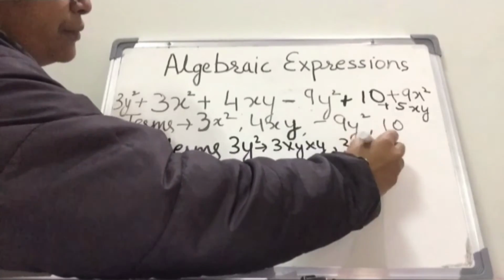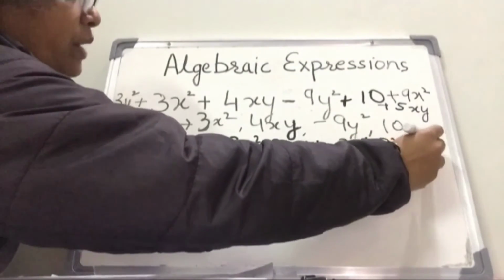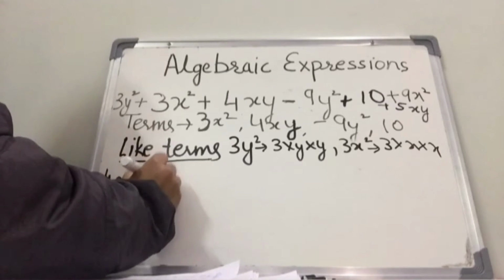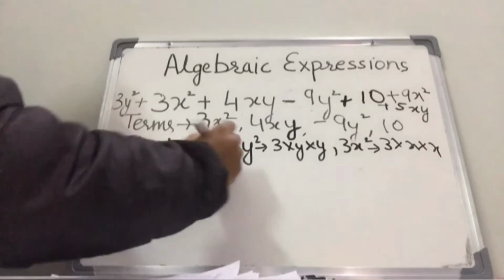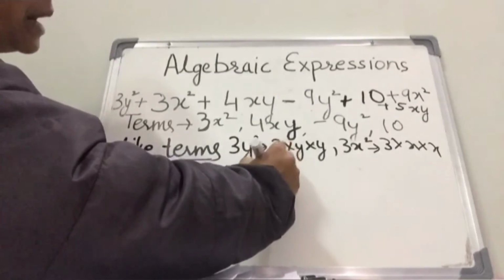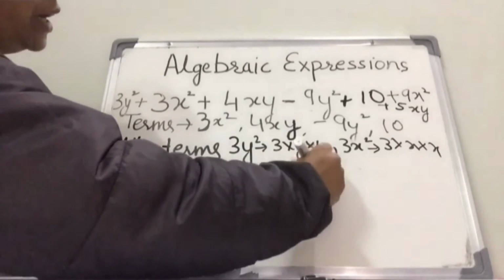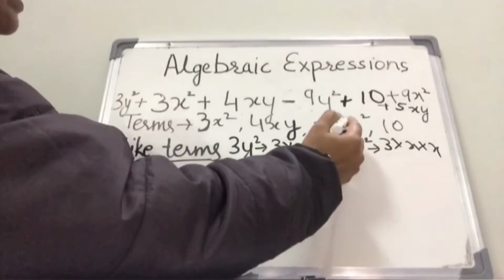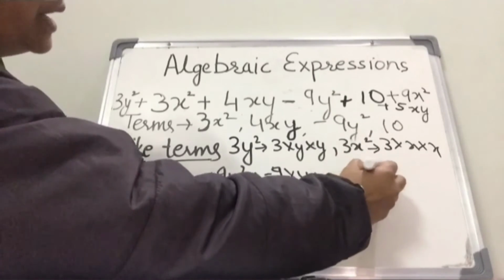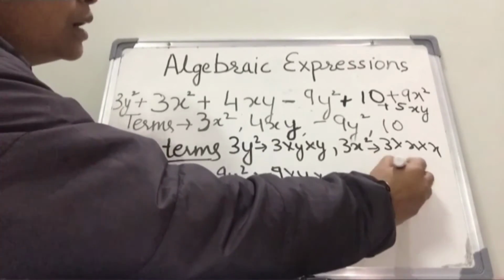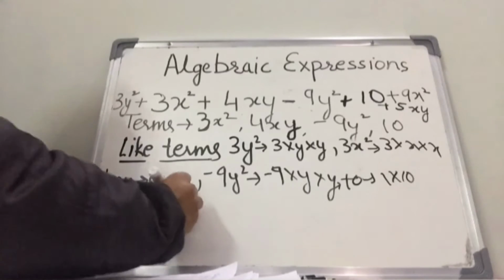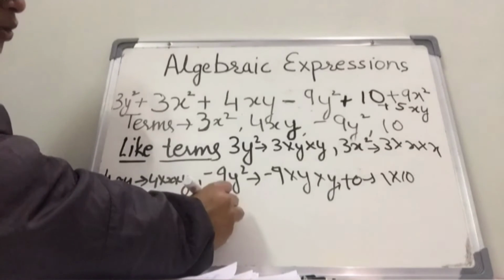3x square will have 3 into x into x. 4xy will have 4 into x into y. Then minus 9y square will have minus 9 into y into y. And 10 will have 1 and 10. And the last one is 5xy. It will have factors 5 into x into y.